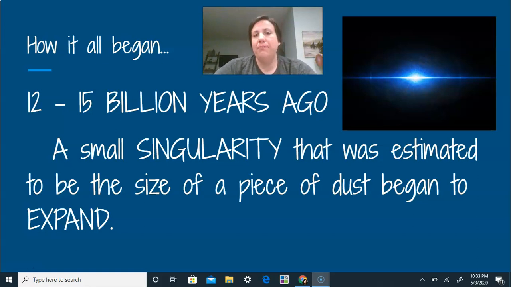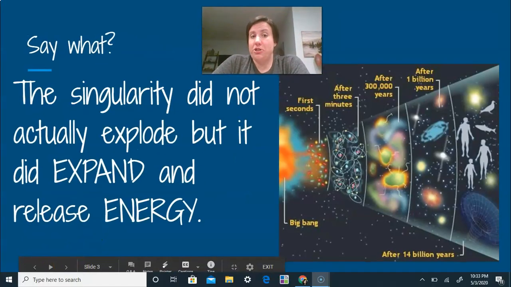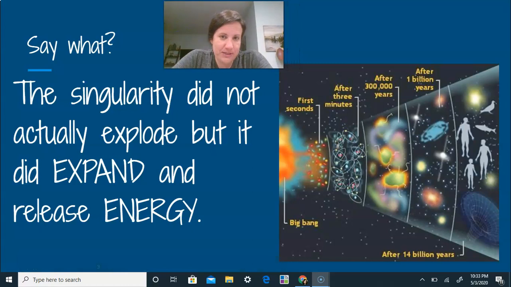So what happened was that it began to expand rapidly. Expand, not explode, like we will see on the next slide. We are talking about expansion. A lot of people find it kind of confusing. I get it. It's called the Big Bang Theory, so what would you think? Explosion. But it's not. It's more of a rapid expansion.